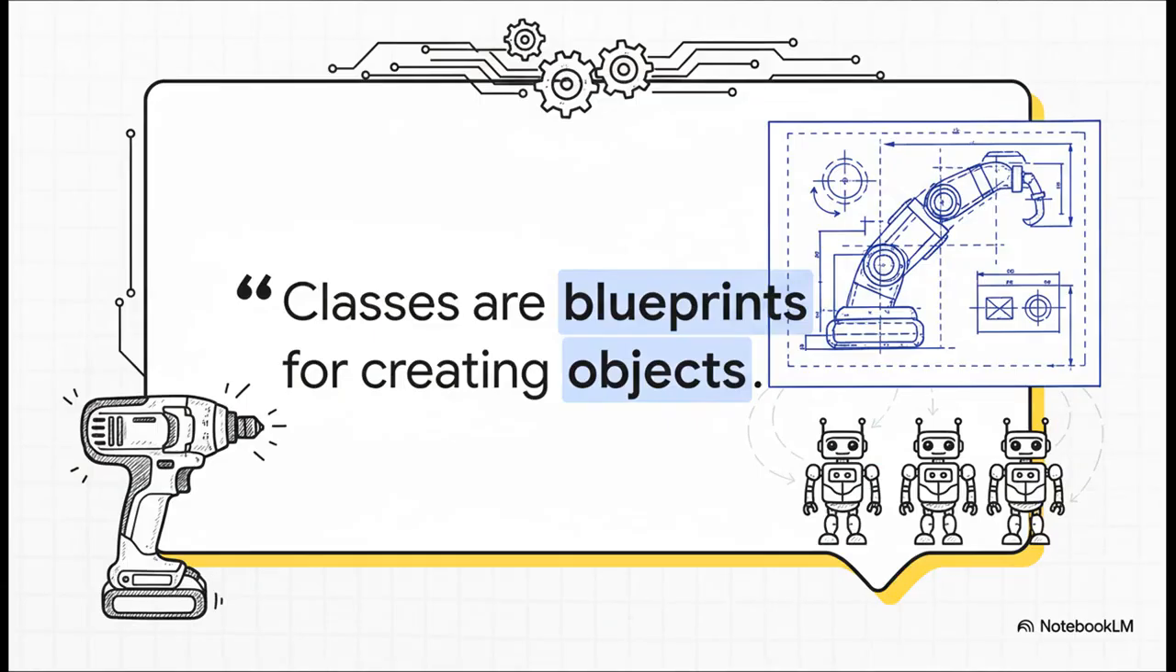Okay, ready to level up? If a function is like a single power tool, you can think of a class as the master blueprint for building something really complex. You spend time designing the blueprint once, and then you can use that same blueprint to build as many individual objects from it as you want.